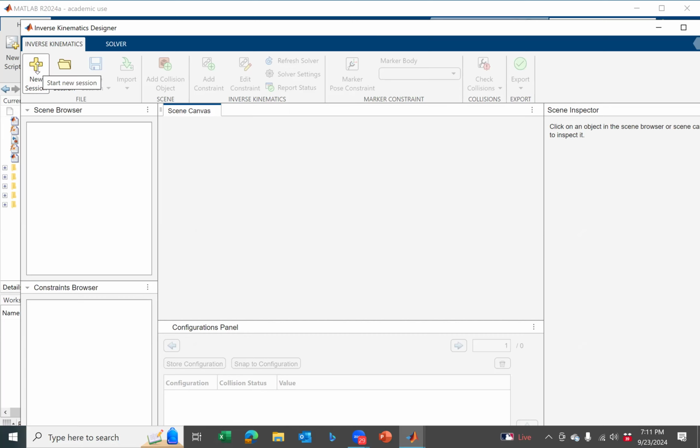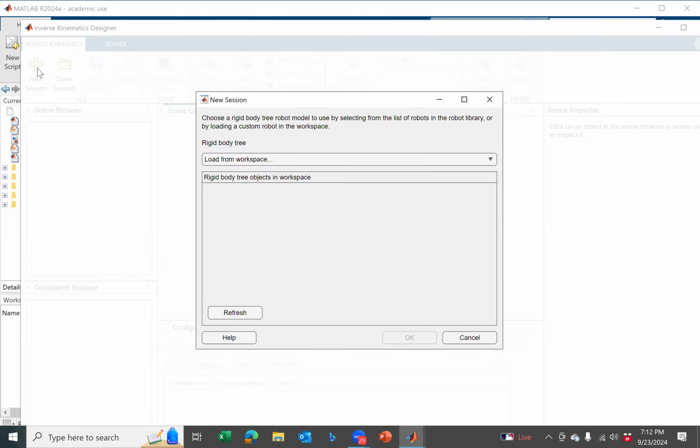Go to new session, click. And when you click new session, you get this rigid body tree. MATLAB has created the Universal Robot Descriptor Language, URDF. So what you can do is, if you have a robot in SolidWorks or Autodesk Fusion, you can create a URDF, which is the Universal Descriptor Language for robots. Import that URDF inside MATLAB or inside Gazebo or inside ROS, and you can analyze that robot.